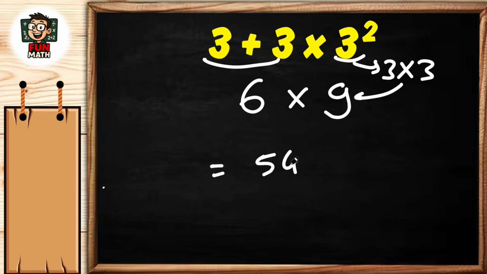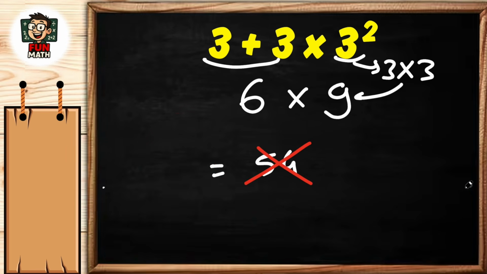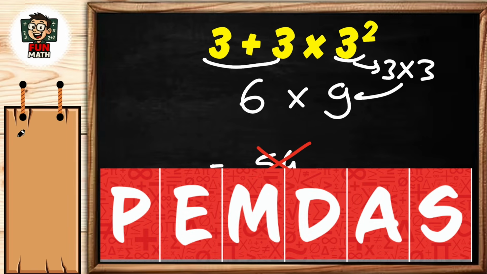If you solve it this way, you made a mistake because we didn't pay attention to the order of operations. We code the order of operations as PEMDAS. P stands for parentheses, E stands for exponent, M stands for multiplication, D stands for division, A stands for addition, S stands for subtraction.